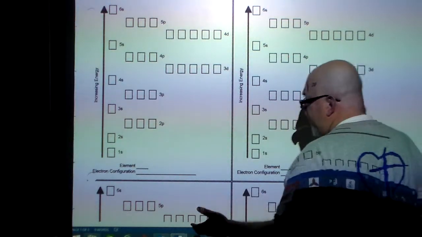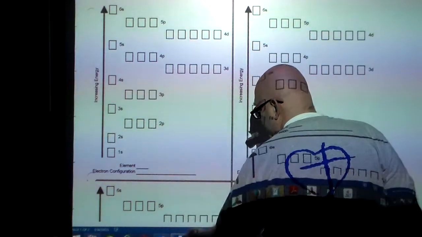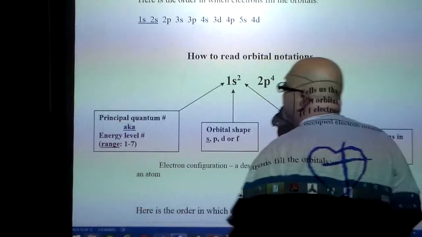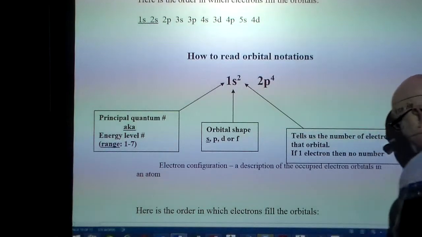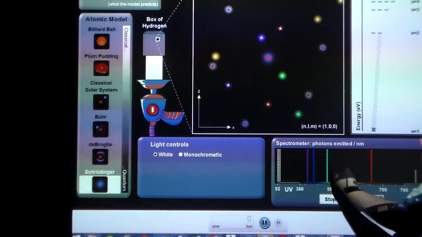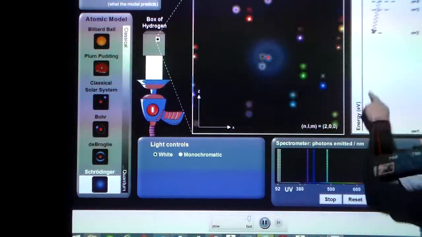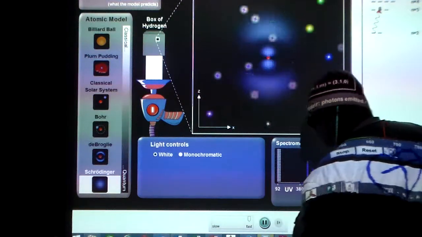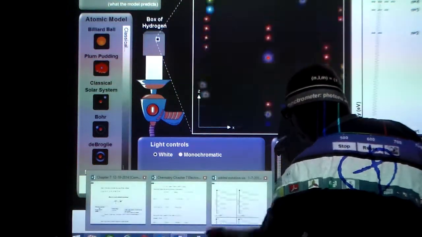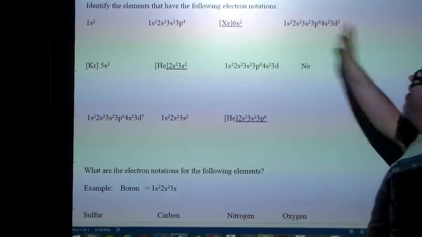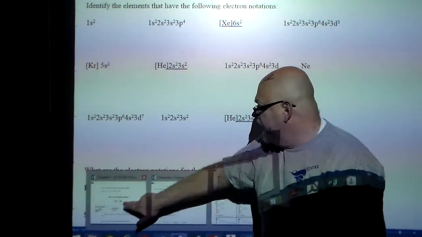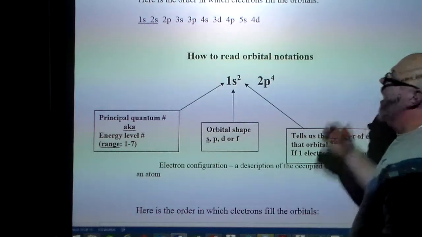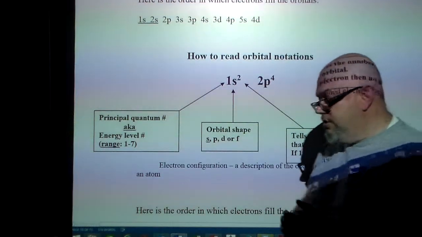Now, this is related to this, which is ultimately related to this, especially up here. So, I wanted to show you, which is also connected to this. Can you imagine all that? So, let's go with the basics here. How do we read these orbital notations?